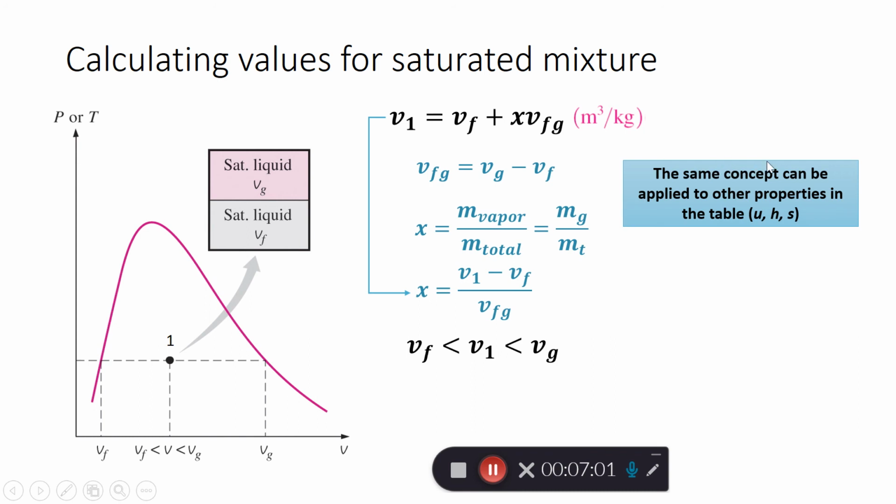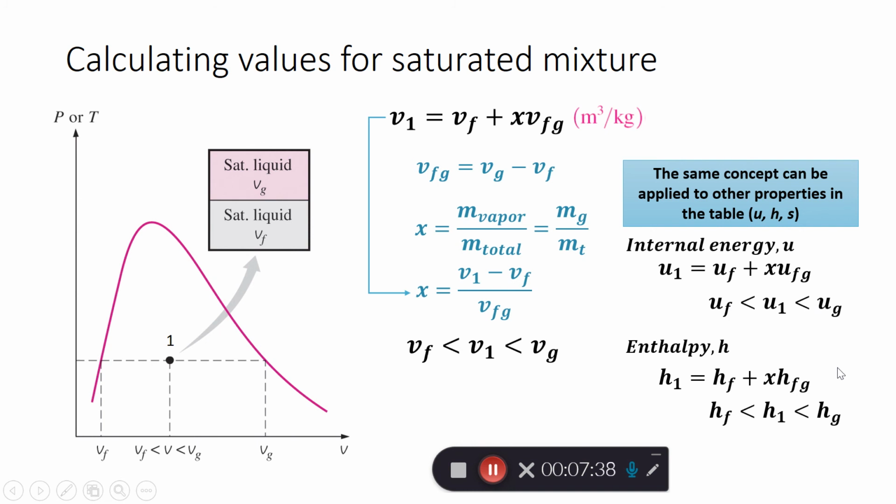The same concept can be applied to all the other properties in the table, for example internal energy U, enthalpy H, or entropy S. For example, internal energy can be written as U1 equals Uf plus X Ufg. X will be the same. X here and X here will be the same number. And this relation also applies for internal energy. The internal energy of a mixture is always in between Uf and Ug. Same thing for enthalpy as well.